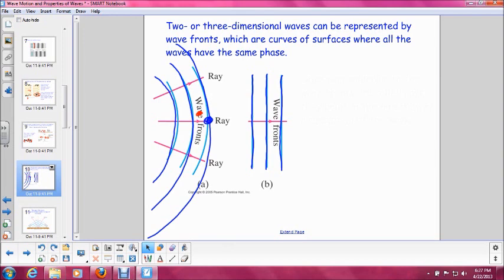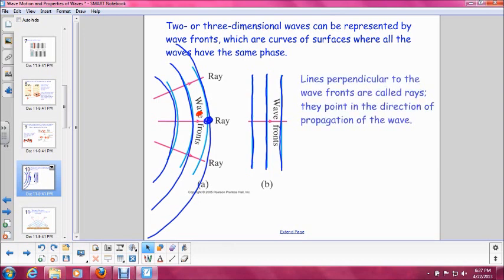Now, in order to know, okay, my wave is moving to the right and not to the left or vice versa, we use rays. And a ray is a line that is perpendicular to the wavefront, and it tells us which way it's moving. So in the first picture, it's pretty obvious that these waves are coming from a source in the center somewhere, so they're moving out this way, and that's how we draw our rays.